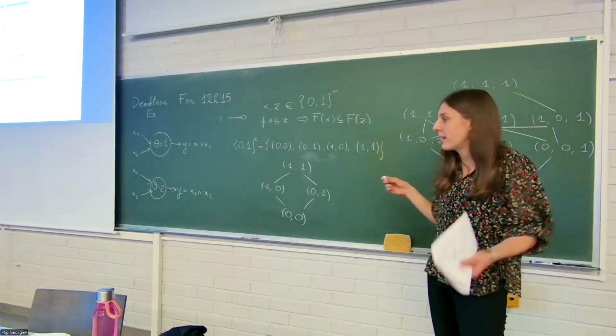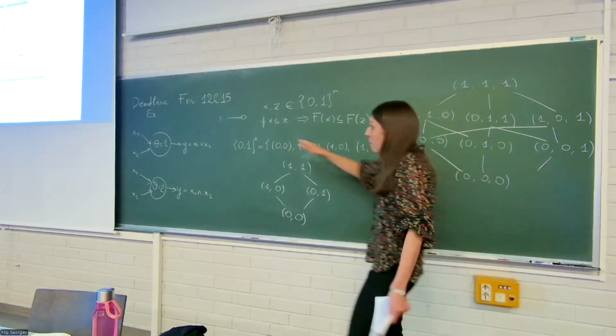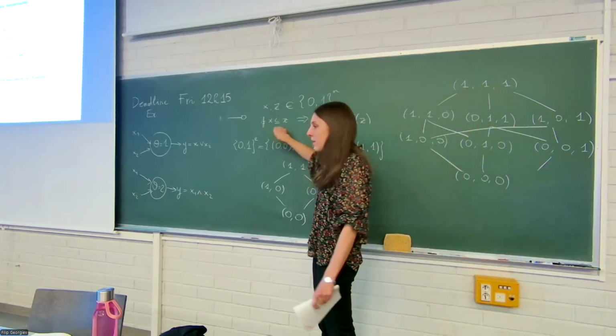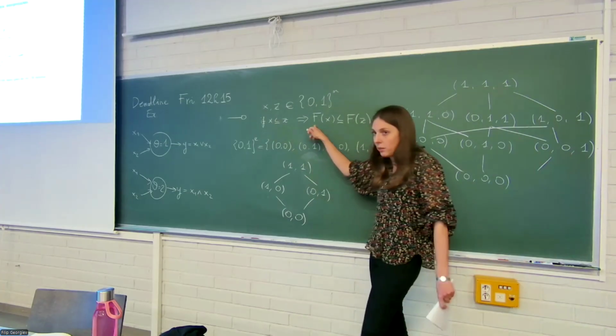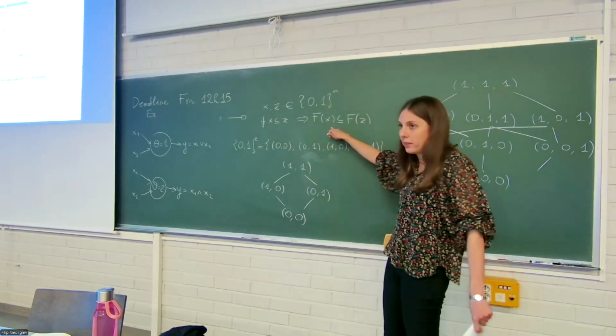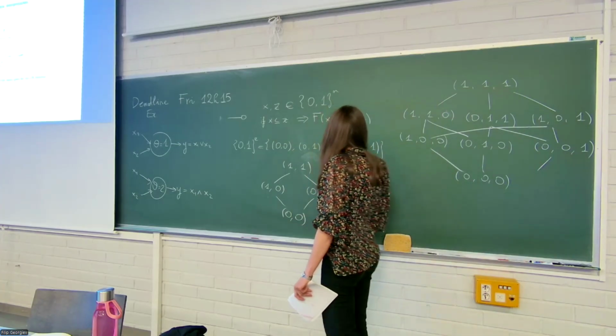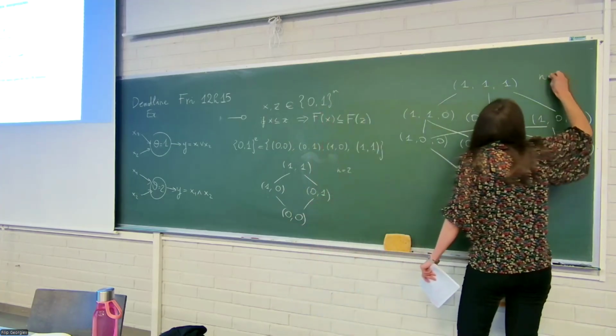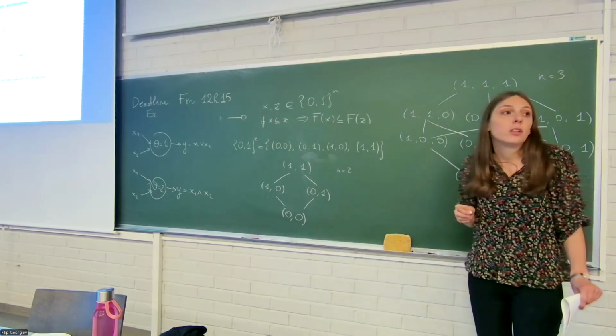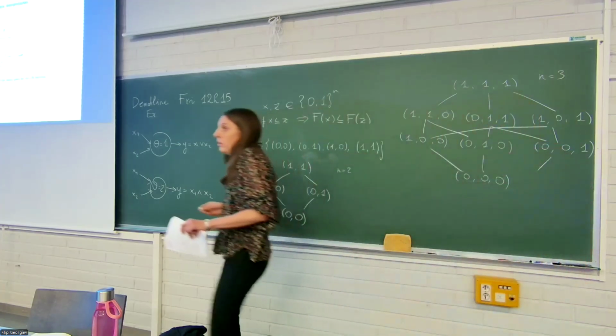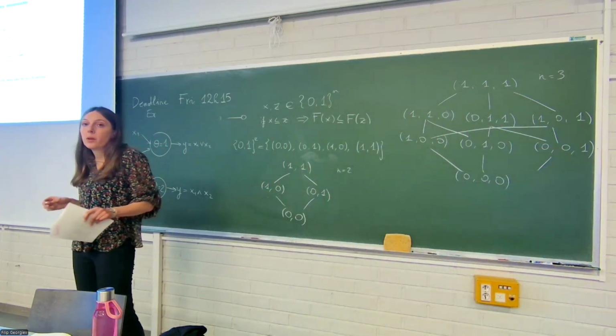There are some elements I can compare and some elements that are not. But if I can compare them and I know that one is more than the other, then the Boolean function should respect the inequality. Okay? This is for dimension n equal to 2. This is for dimension n equal to 3. Is this clear? Are there any questions so far?